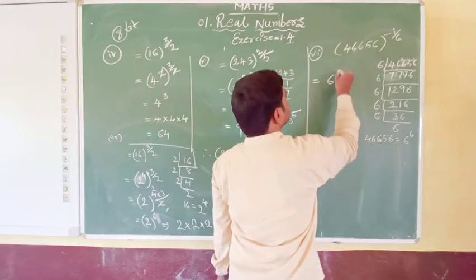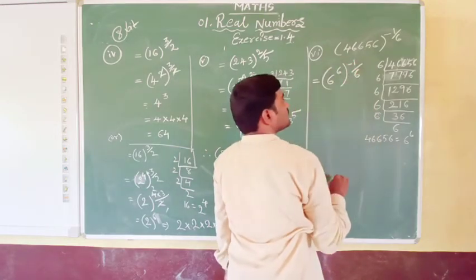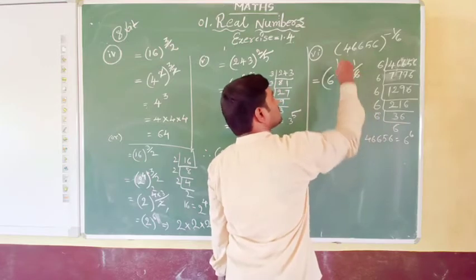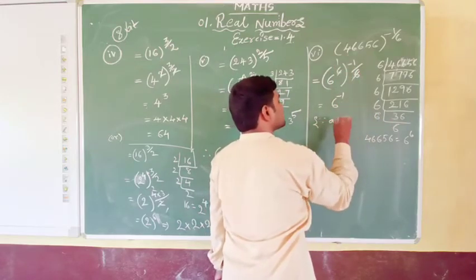Let's go for 6 to the power of 6 whole to the power of minus 1 by 6. Simple. Here the 6s get cancelled, leaving 6 to the power of minus 1. Here we have a formula in the laws of exponents.